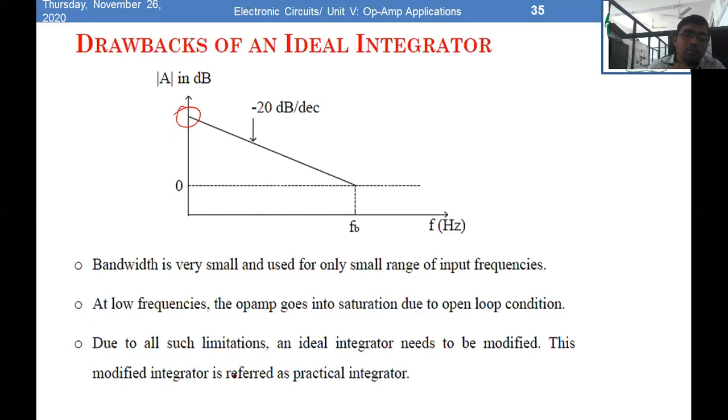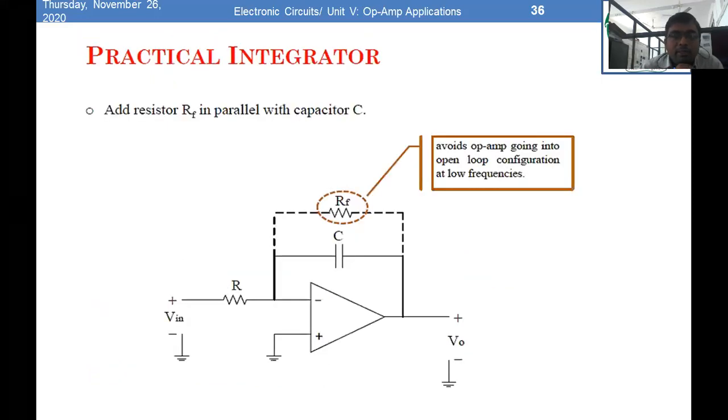This modified version of the ideal integrator is called the practical integrator. So now we refer to the circuit of the practical integrator. What modification do we make to avoid the drawbacks of the ideal integrator? It is a very simple modification. We add a feedback resistor RF in parallel to the feedback capacitor.